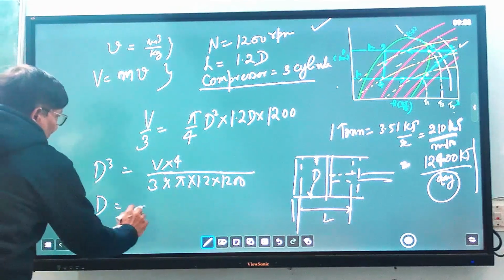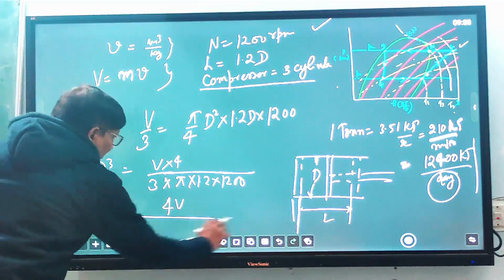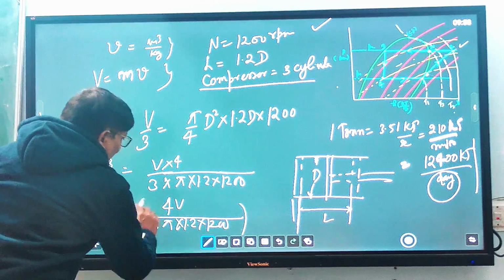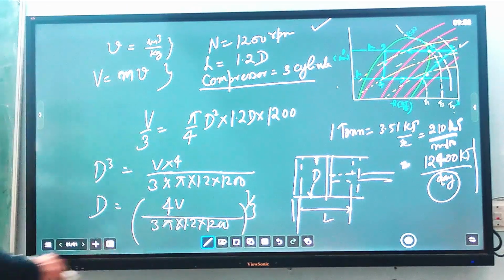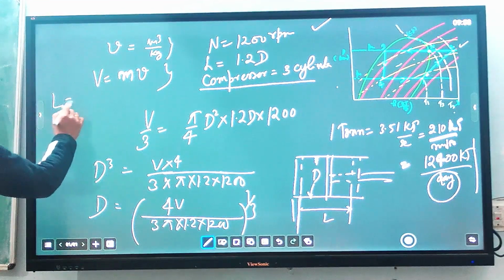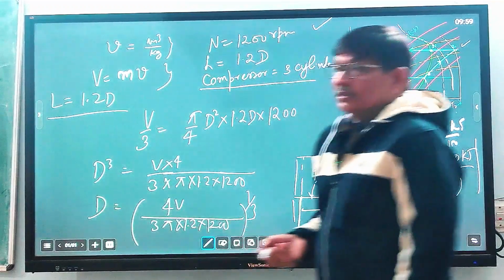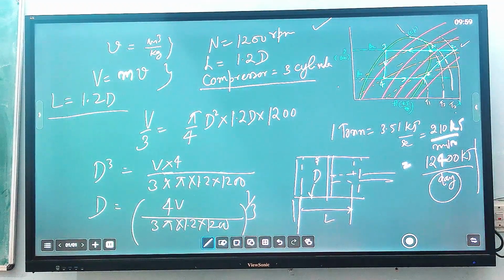So d equal to 4V upon 3π into 1.2 into 1200 power 1 by 3. From here you can find out the diameter of the cylinder, and then L, the length of stroke, equals 1.2d. So these are the equations that we have to use for solving the problem. Almost all calculations that may be asked in a question, I have mentioned here, and also the situations in which a question can be asked.